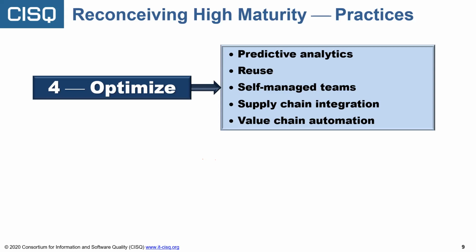There's a role for stable processes, but the way we get there is going to be challenging. Reuse, I'll talk more about that in a minute, but that has a huge impact on productivity. Self-managed teams are another powerful way to improve productivity. However, it's not what the agile methods folks think it is.